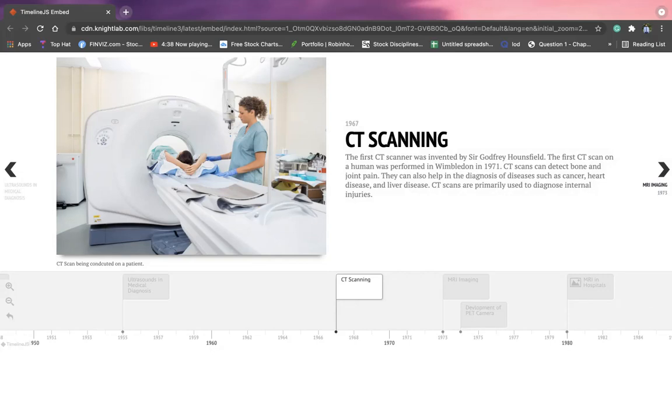And then in 1967, we have the CT scan. So CT scan was invented by Sir Godfrey Housenfield, and it was conducted on a human in Wimbledon in 1971. And these scans are kind of different from ultrasounds because they can detect bone and joint pains, but they can also help in diagnosing diseases such as cancer, heart disease, and liver diseases. They're usually pretty commonly used to diagnose internal injuries.